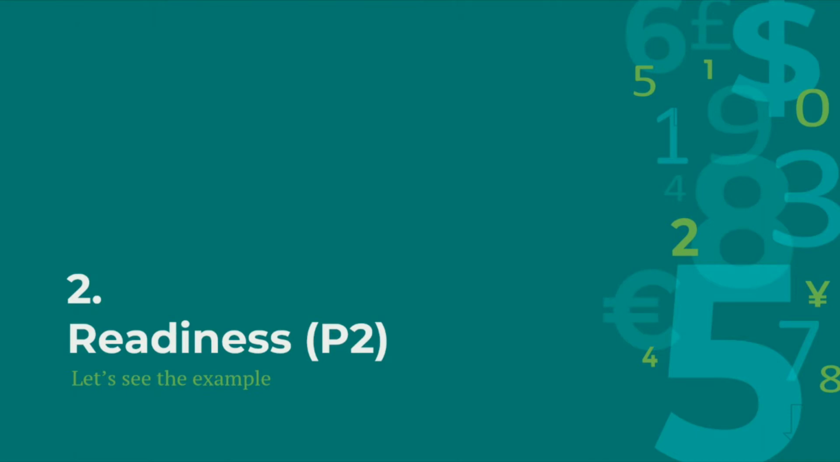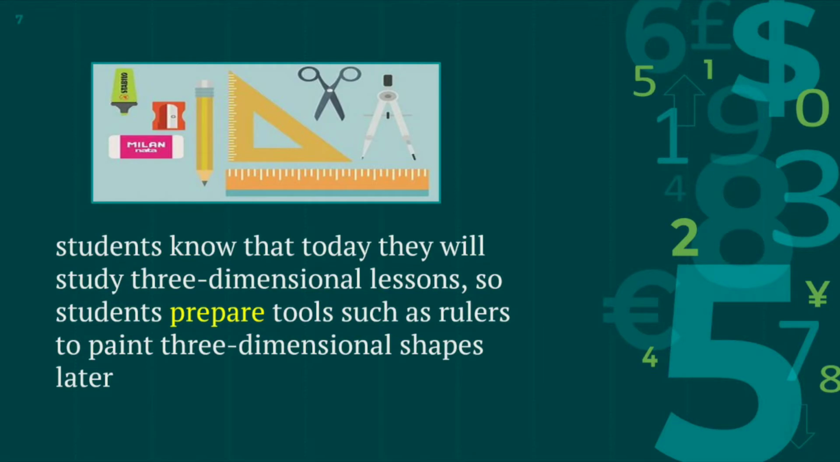And the second level is readiness. Let's see the example. The example is students know that today they will study about three-dimensional lessons. So students prepare tools such as rulers and the others to draw three-dimensional shapes. At this level, students have the ability to prepare themselves, both physically, mentally, and also emotionally, to face something.